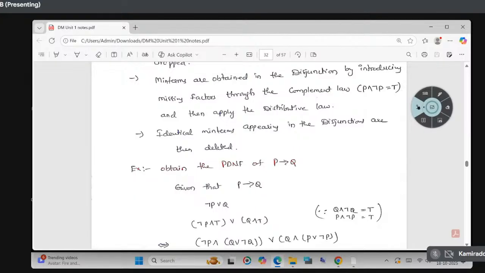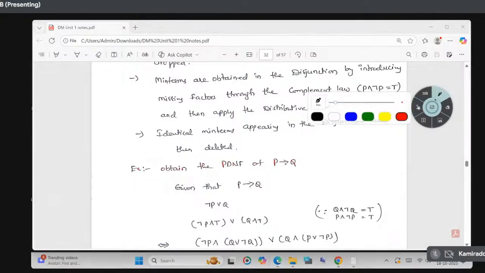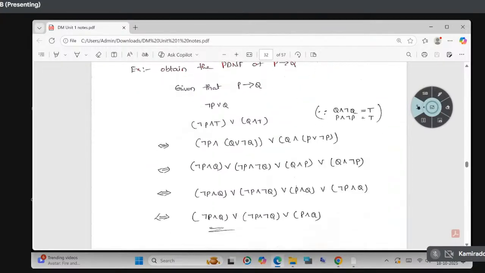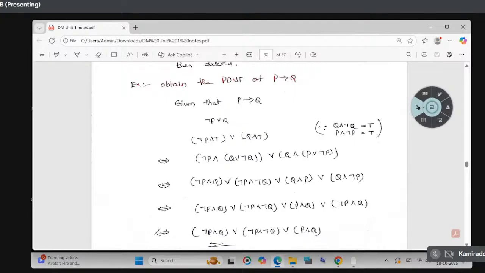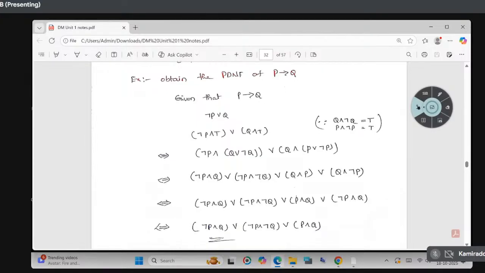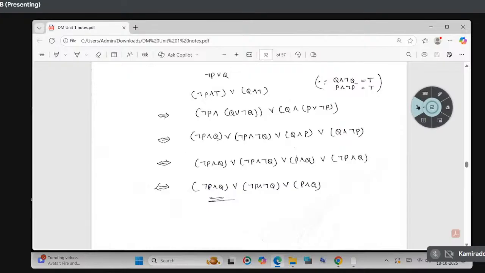Here one question is P implies Q. In P implies Q, we have only two terms, negation of P or Q. To elaborate it, Q can be written as Q and T, and P can be written as P and T. P and negation P is equal to T, so T can be written as P and negation P, or Q and negation Q. For P we keep the Q value, for Q we keep the P value, and again we elaborate those values. This derives the PDNF.